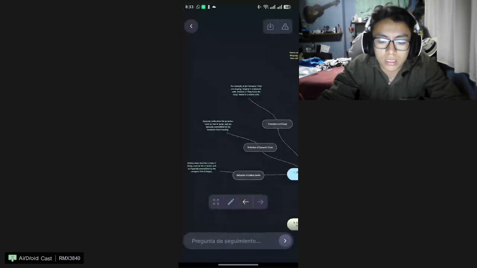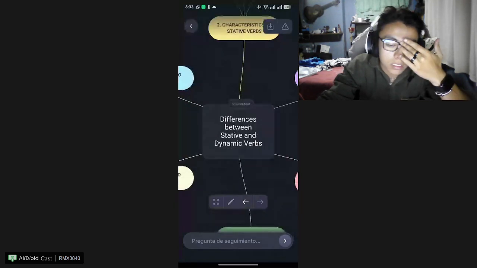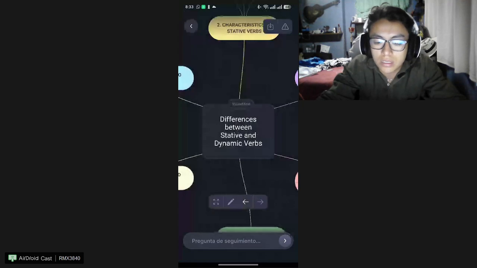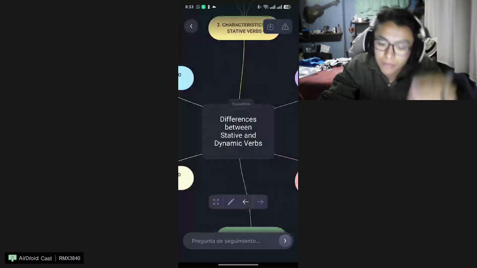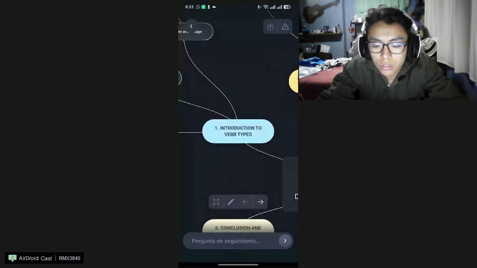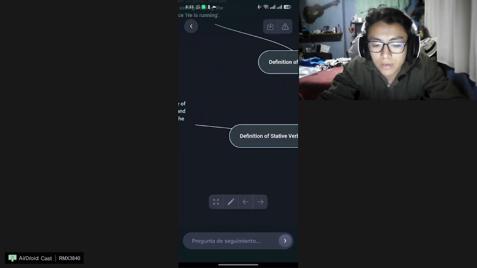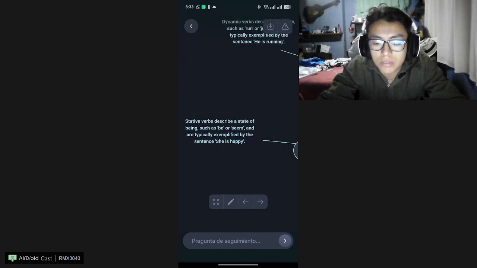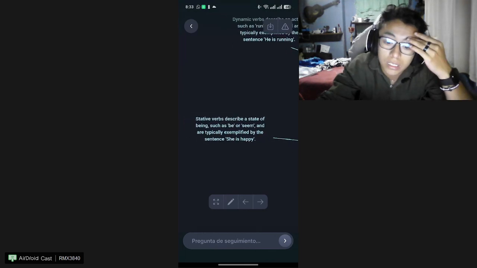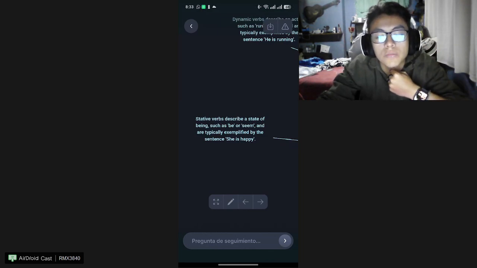Starting with the presentation: the difference between stative and dynamic verbs. Introduction to verb types. Definition of stative verbs. A stative verb describes a state of being, such as be or seem, and is typically exemplified by the sentence, she is happy.